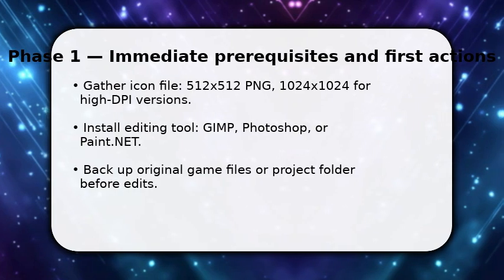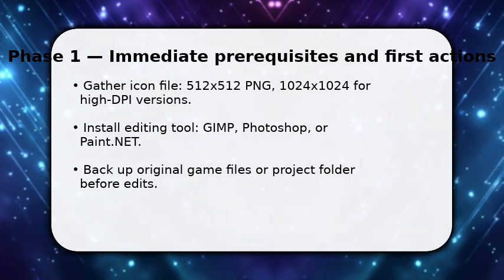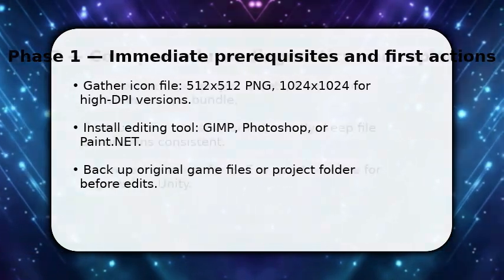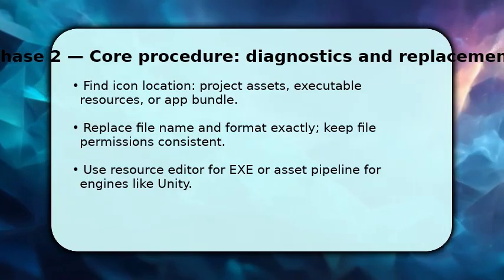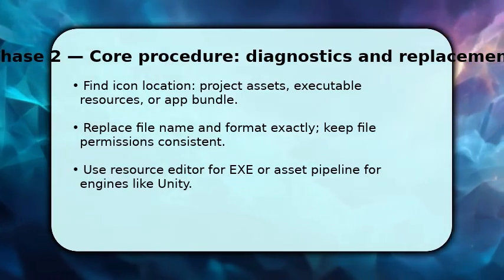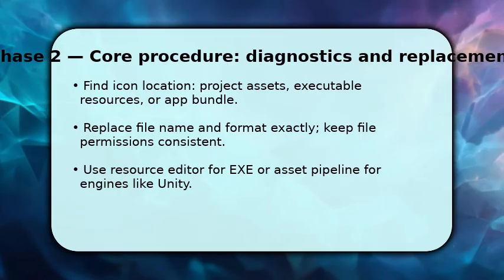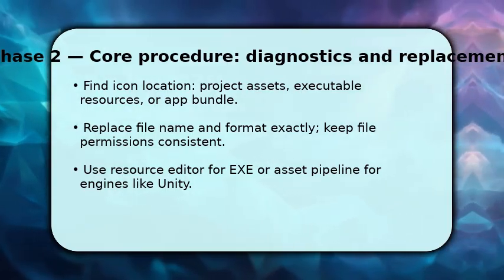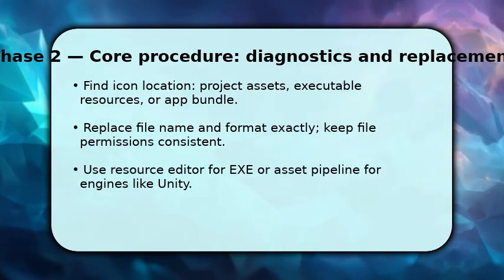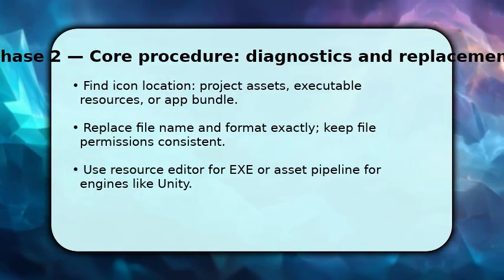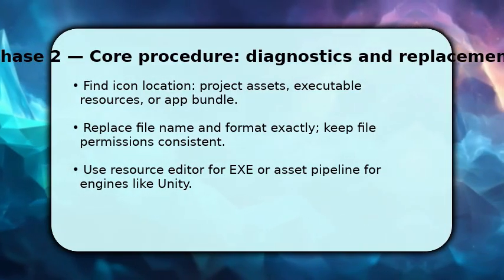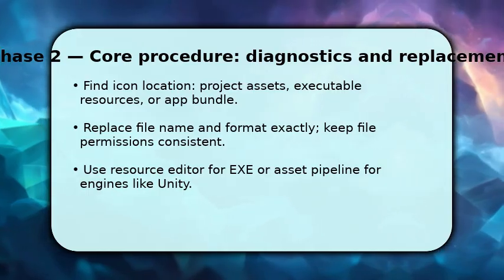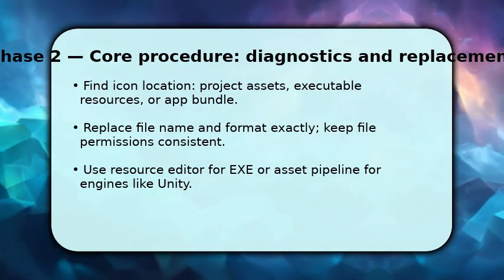Now you're ready to locate the project or installed game's icon file and proceed to replace. You'll now locate the existing icon inside the project or installation. Search the app bundle, game executable resources, or engine asset folder. Once located, replace the file with the new one keeping the same file name and format. This prevents reference breaks. If dealing with an executable, use a resource editor to inject icons safely.